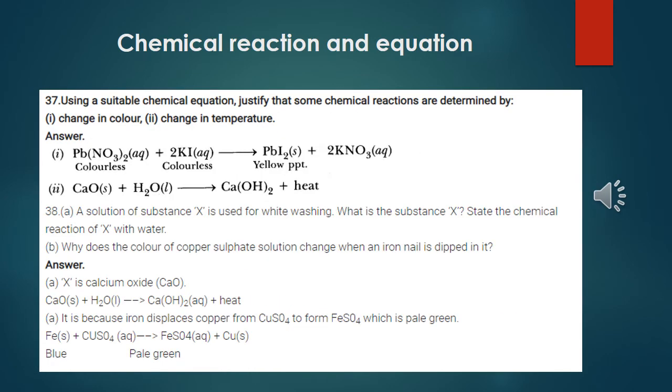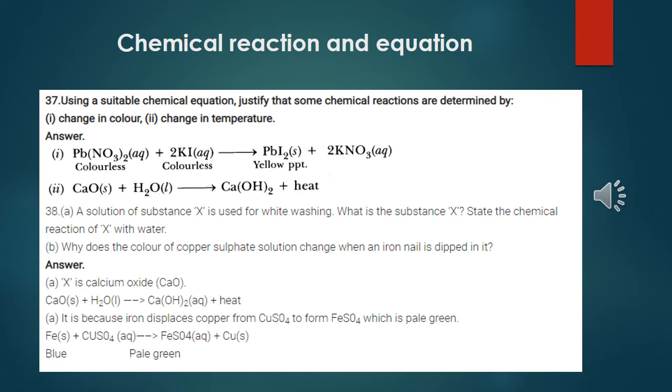Hello students, now let's discuss another question. Question number 37, I am going to read. Using suitable chemical equations, justify that some chemical reactions are determined by number 1, change in color, and number 2, change in temperature. This question means you have to write two equations. One equation should represent change in color, another equation should represent change in temperature.